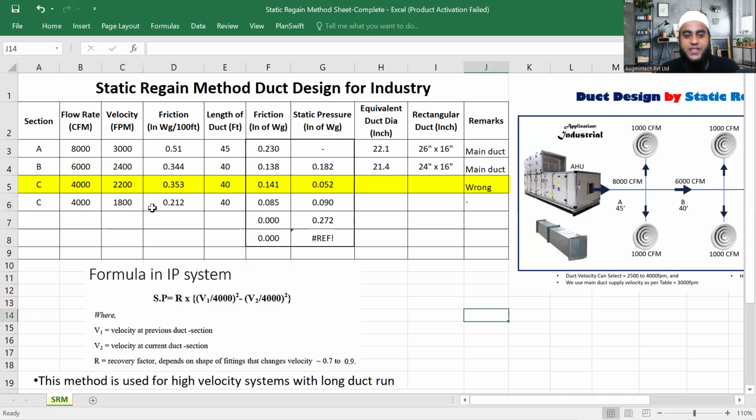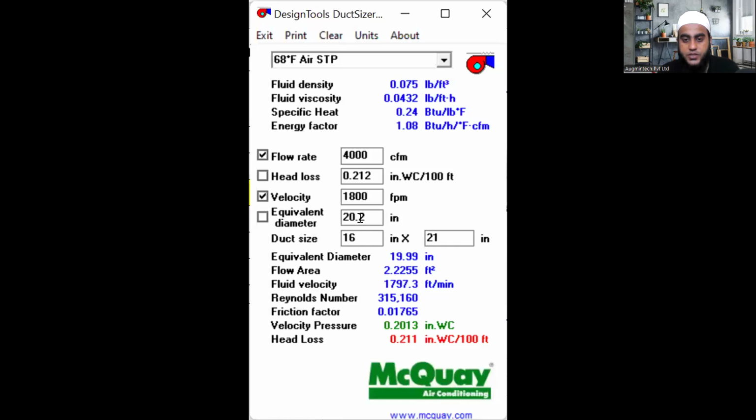See, can we select this also? When you are selecting 1800 FPM, then also the friction loss value is coming less than static pressure. So you can go for 1800 first. Okay. So in this way, we have to do. Now tell me the equivalent diameter and duct sizing and everything. For the same 1800 FPM velocity, the diameter is coming 20.2 and the duct size 21 inch by 16.